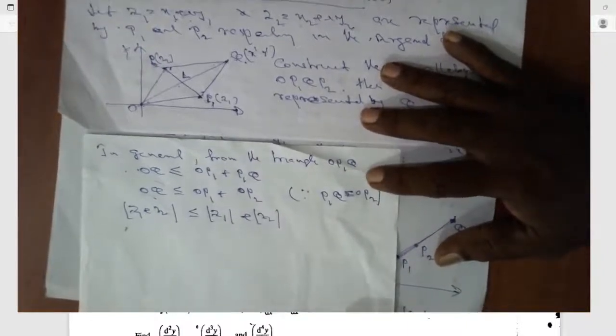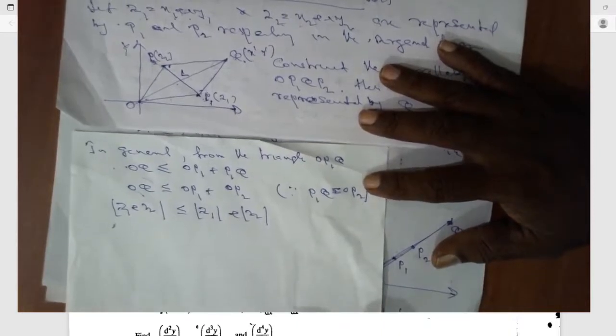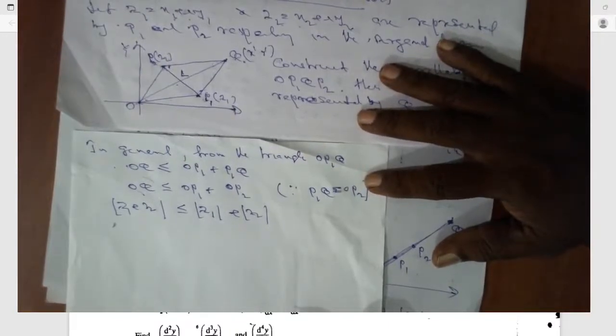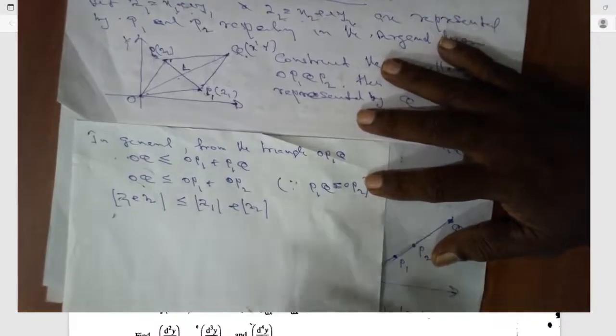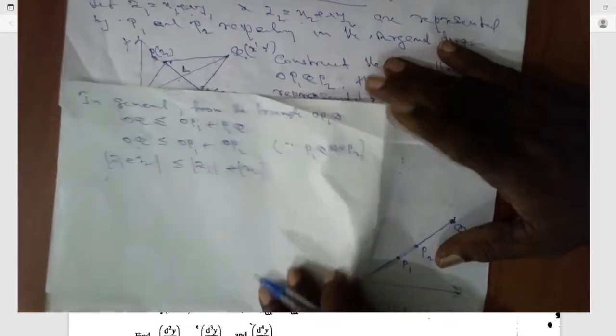So this is known as triangle inequality. Why do we call this triangle inequality? Because you use a triangle when you prove this inequality, right? This is known as triangle inequality. Okay.